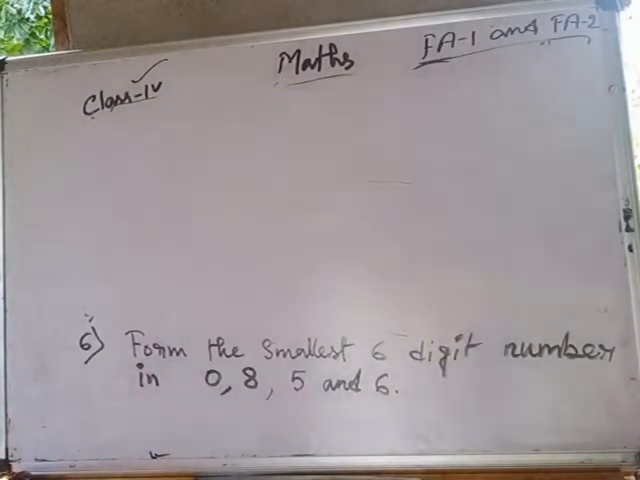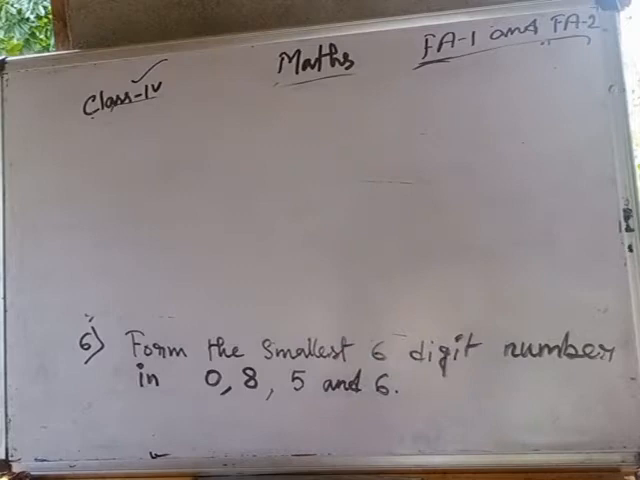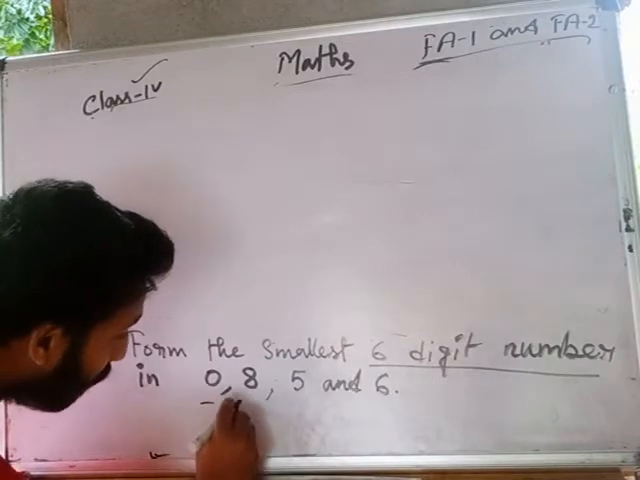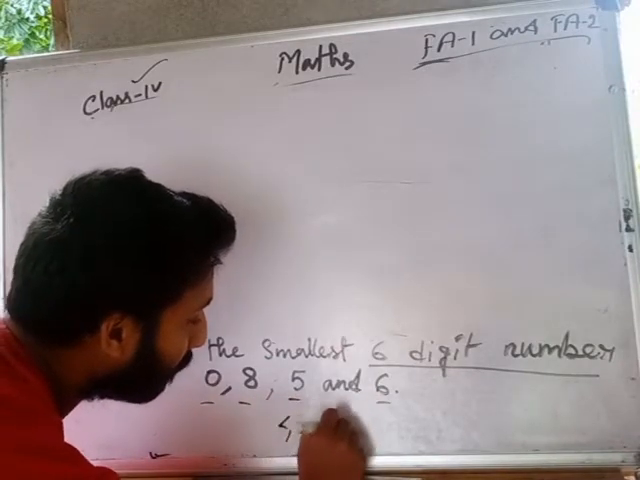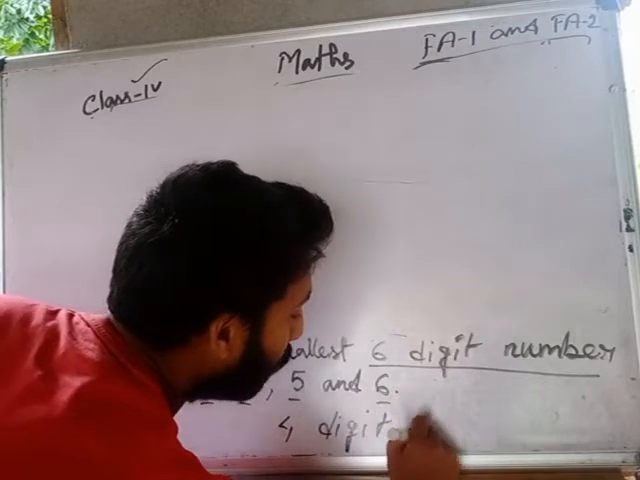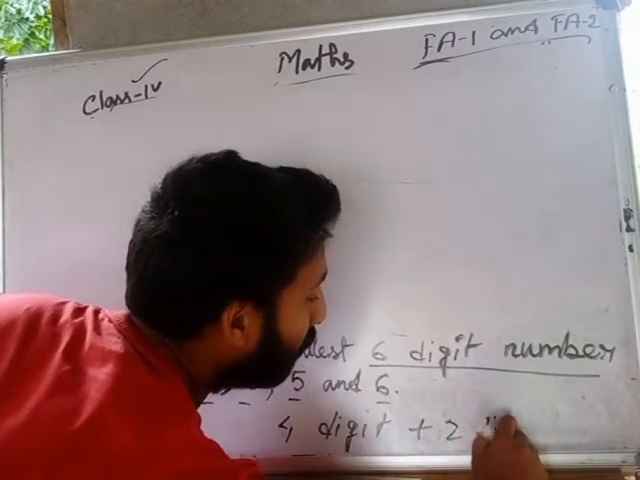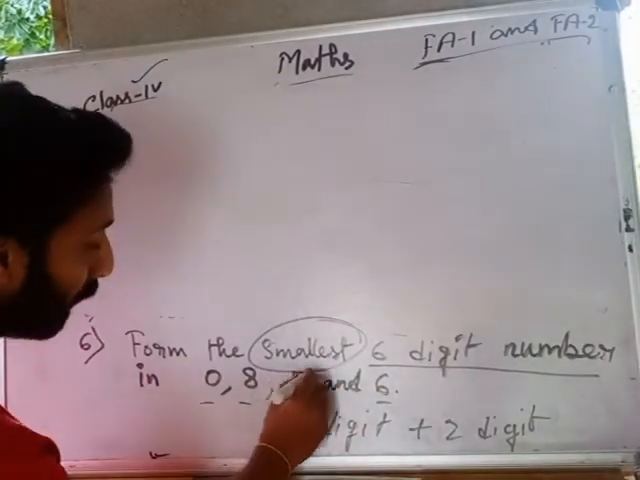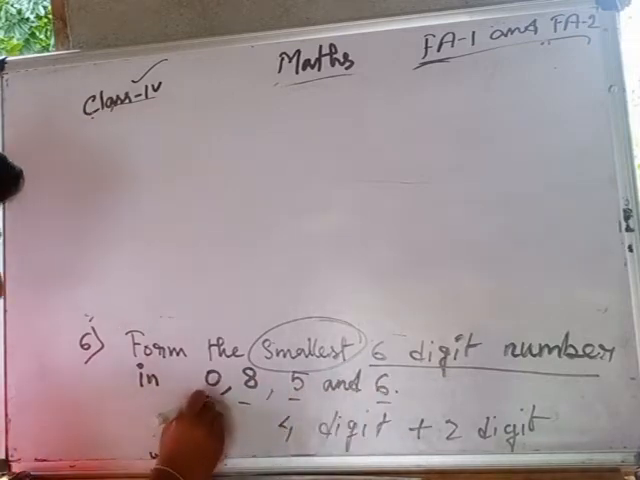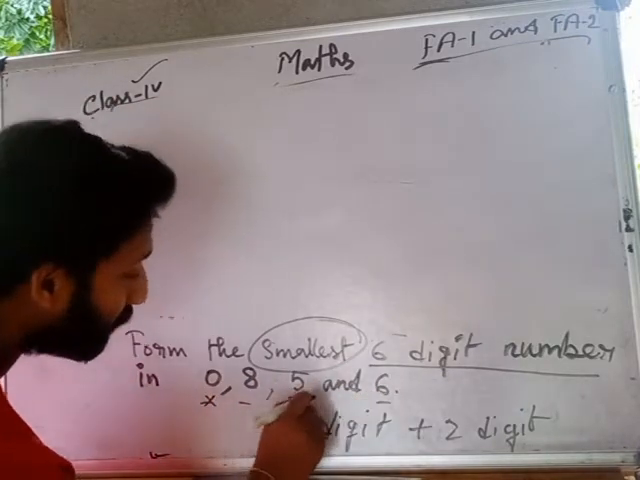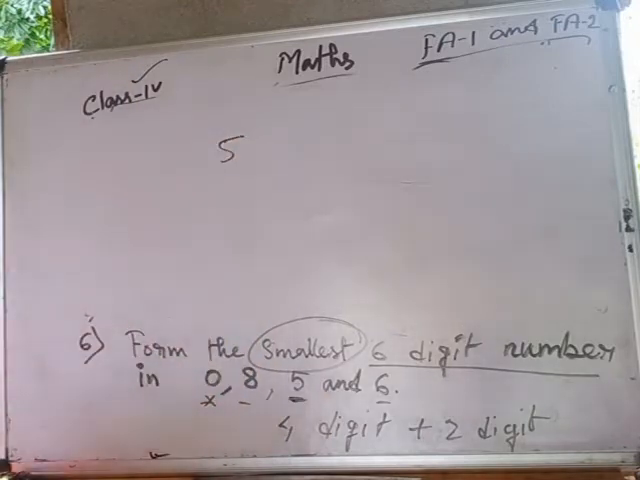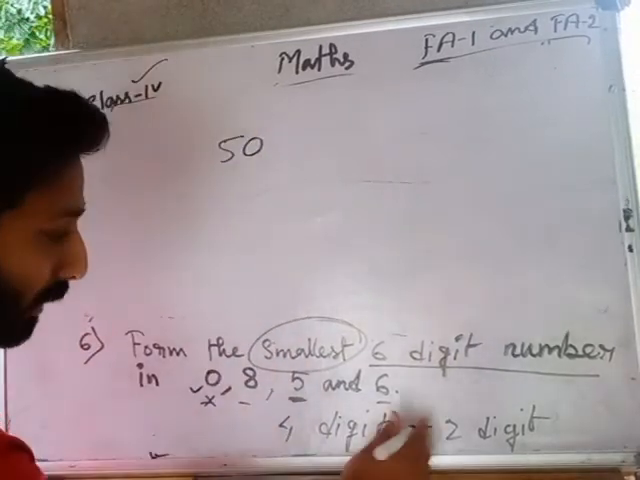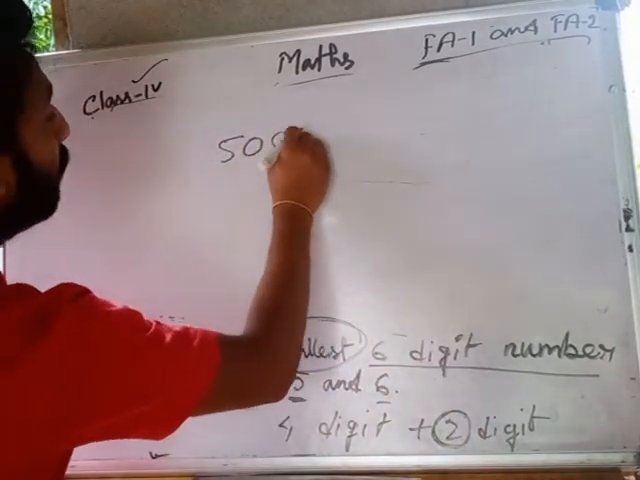Form the smallest 6-digit number using the digits 0, 8, 5, 6. In this case we need a 6-digit number, but I have 4 digits. Yes, that means we should add 2 digits. If it is the smallest number, we should find which one is the smallest, without 0. Without 0, 5 is the smallest number, so we should write 5 first. After that 0, so we write 0. I need 2 digits, so we write 00.